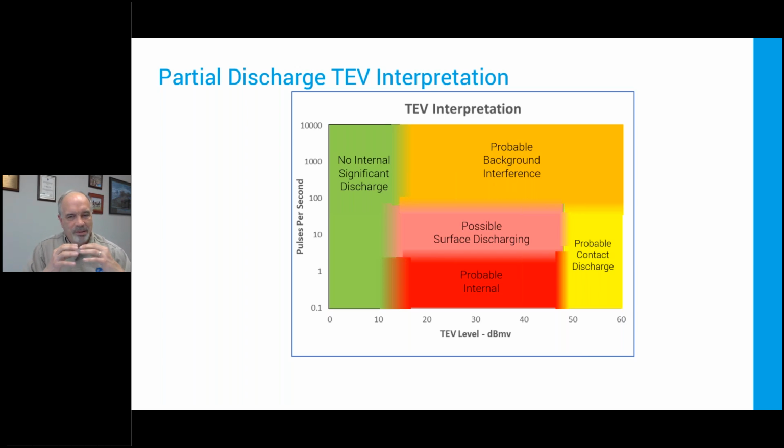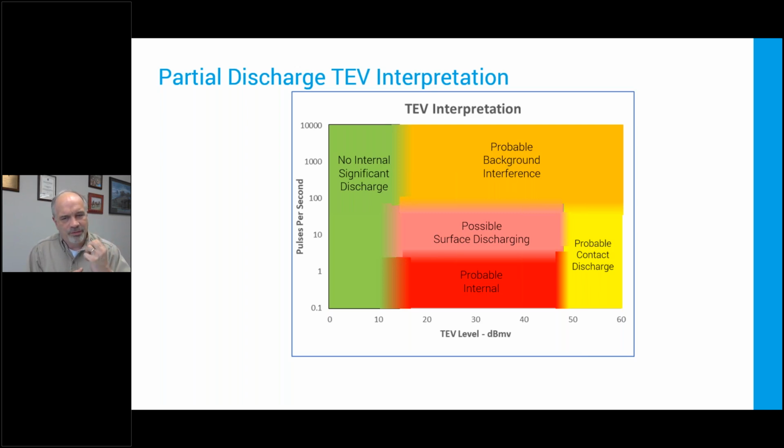Now, internal discharge has kind of a limit as to what it can do for pulses per cycle. Let's say it occurs once on the positive half cycle, once on the negative half cycle. I've got 2 pulses per cycle. To get more than that, okay, maybe it occurs twice on the positive, twice on the negative, up to 4. Once I get above 8 or so, it's kind of hard for internal discharge to pulse that many times.